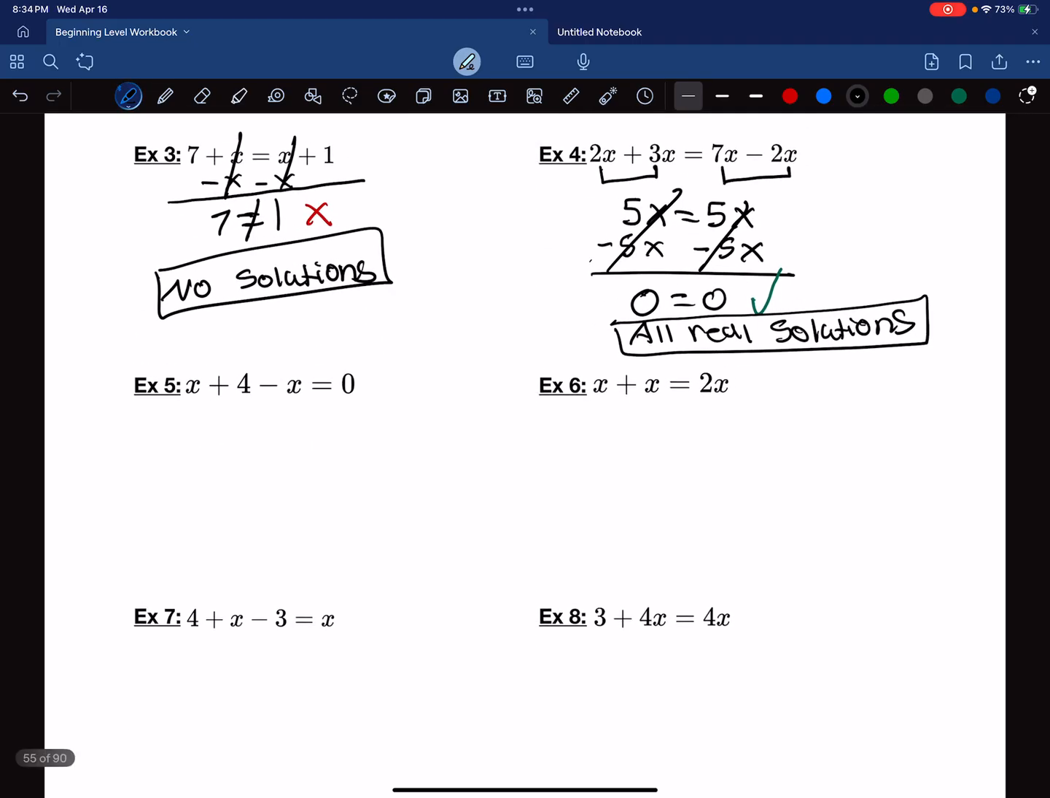Looking at example 5, I encourage you to pause the video on your own and try this one. And now let's work through it. So we have x plus 4 minus x equals 0. You actually don't even have to really do anything in this case, because if you notice, we have x minus x. So these two x's just cancel. So we're just left with 4 equals 0. And 4 is not equal to 0. So this equation has no real solutions.